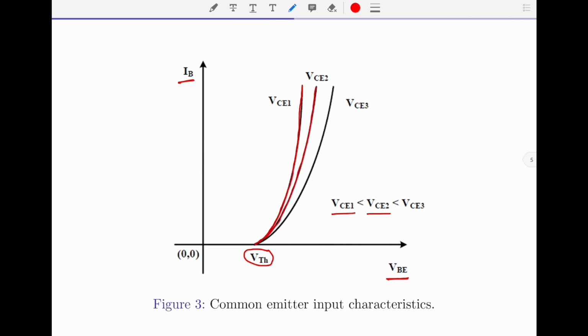If I further increase the collector to emitter voltage to, let us say, VCE3, the characteristic curve will shift further towards the right. This is the impact of variation of voltage across the output terminals on the input current for the common emitter configuration circuit.